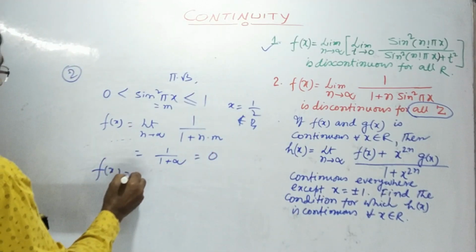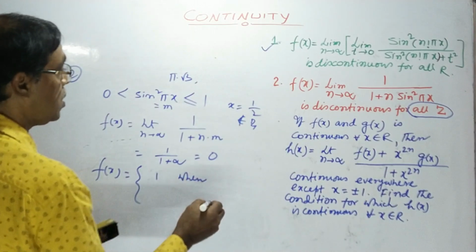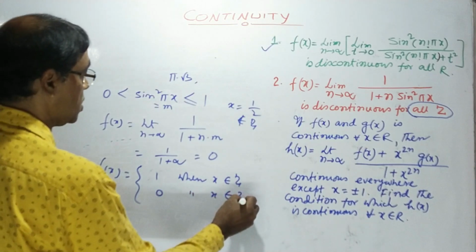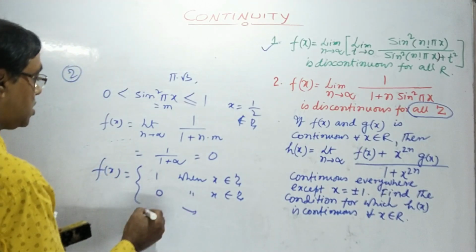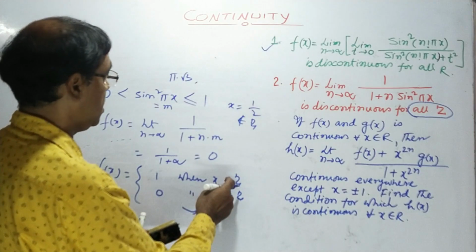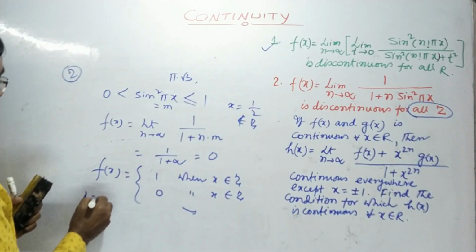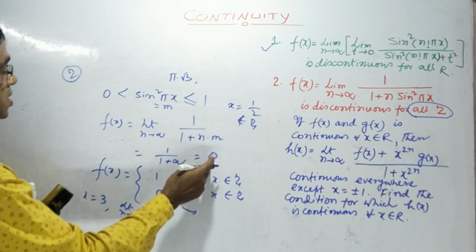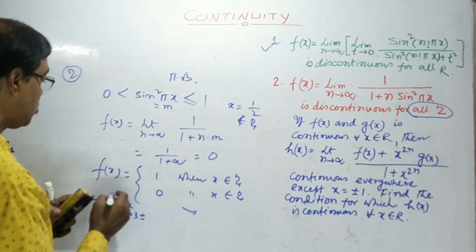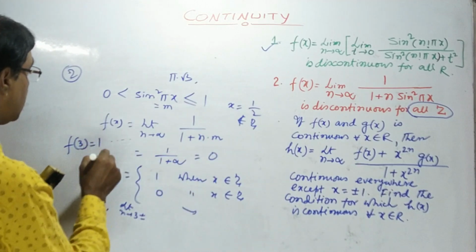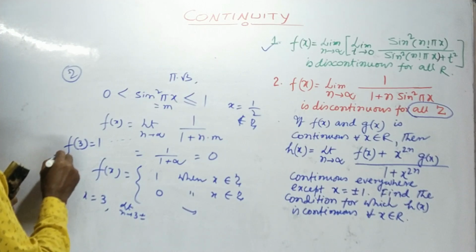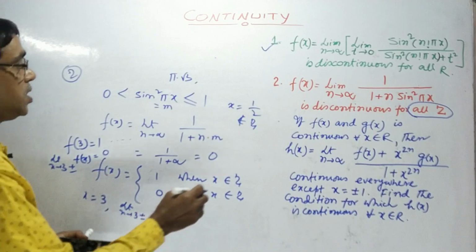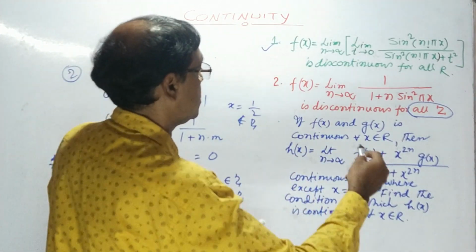So f(x) equals 1 when x belongs to Z, and this is equal to 0 when x does not belong to Z. So this shows that f(x) is discontinuous for all Z, because suppose x equals 3, therefore limit x tends to 3 plus or minus, f(x) must be 0, and at the point x equal to 3, f(3) equals 1, but the left and right hand limit of f(x) is equal to 0. So it is discontinuous for all Z.